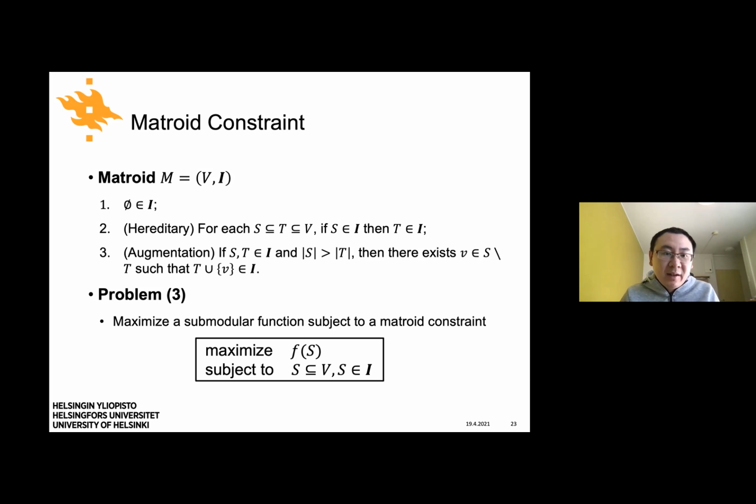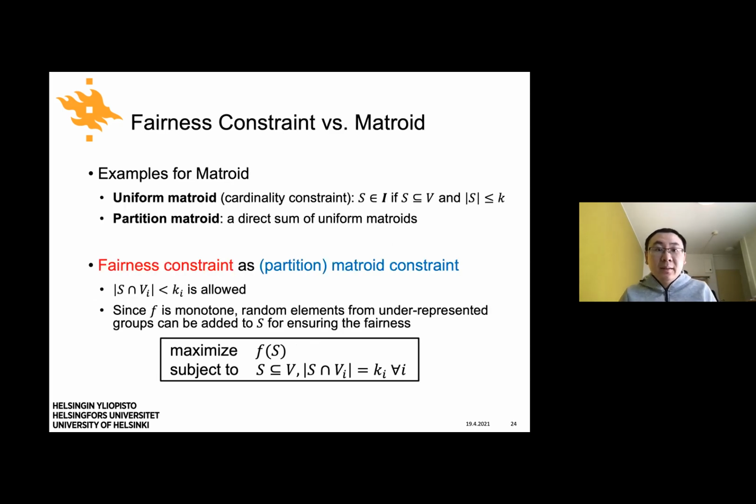And we have the problem to maximize a submodular function subject to a matroid constraint, which aims to maximize f(S) and guarantee that S is independent. The fairness constraint can be seen as a special case of the matroid constraint. Typical examples of the matroid constraint: the most typical example is the uniform matroid, which is exactly the cardinality constraint we have considered. And the partition matroid is the direct sum of several uniform matroids.